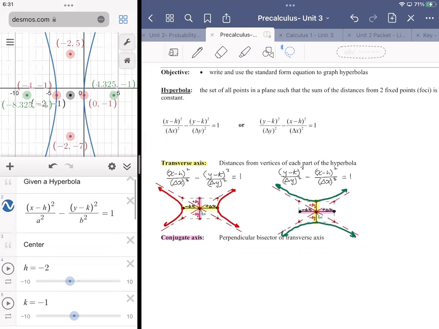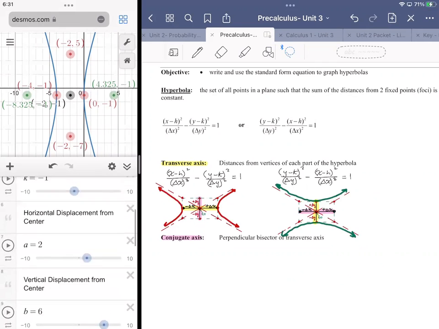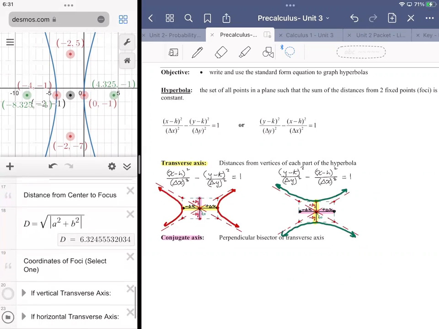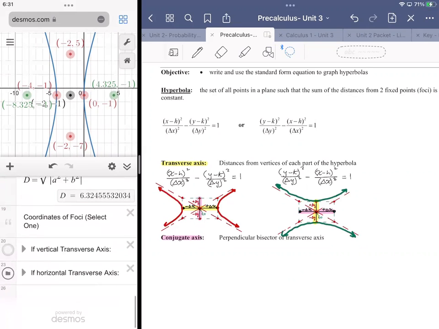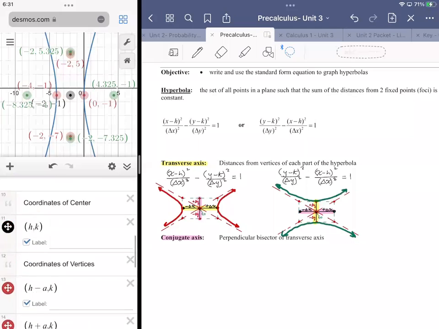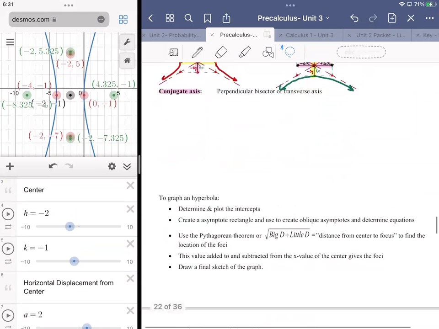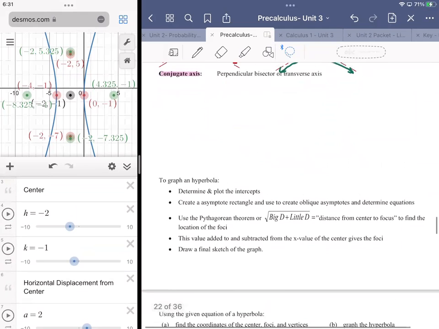So if you know the center and the horizontal displacement, vertical displacement, it'll give you all the coordinates, it'll plot all the coordinates, it'll talk to you about the focus, which I'll get to in a minute. And then depending on what you need, you have a horizontal transverse axis versus a vertical transverse axis, it'll give you the foci. All right. So there's a lot of good stuff that comes from this, but it doesn't really mean too much at this point because you see all the craziness on the screen. Let's get into an example and I'll show you what that's all about.